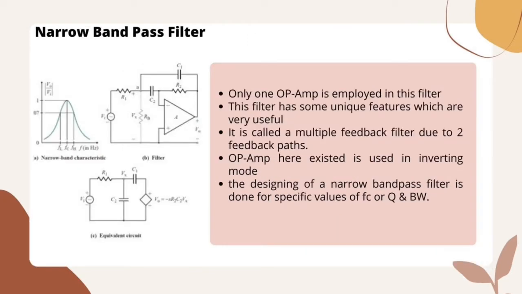For the second type of bandpass filter, which is the narrow bandpass filter, only one OP AMP is employed in this filter. This filter has some unique features which are very useful. It is called a multiple feedback filter due to its two feedback paths. The OP-AMP here is used in inverting mode. The design of a narrow bandpass filter is done for specific values of FC or Q and BW.